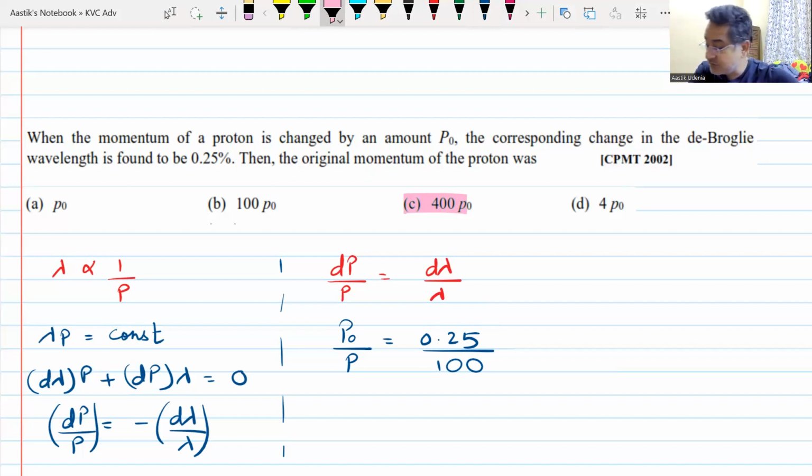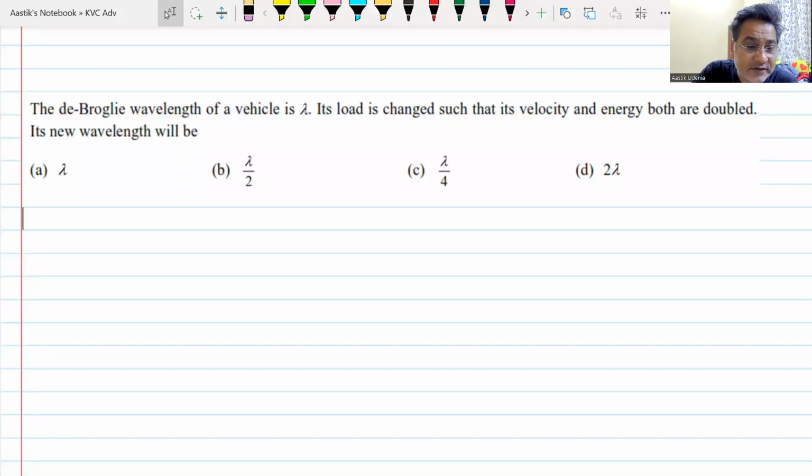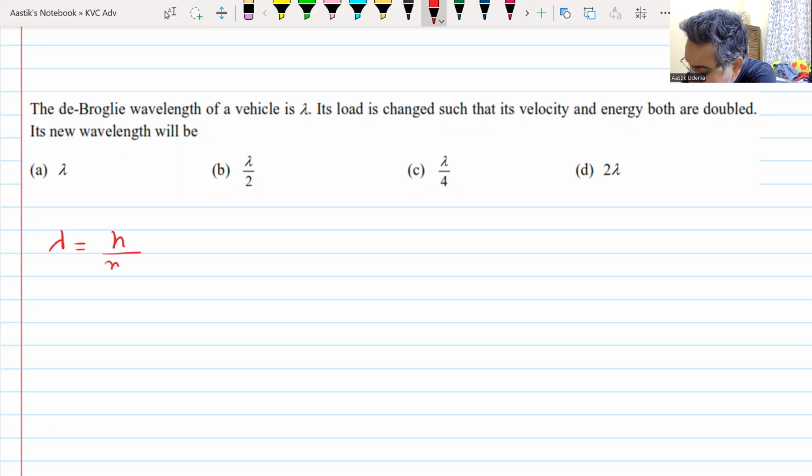Here comes the next question. The de Broglie wavelength of a vehicle is lambda. The load is changed so that the velocity and energy both are doubled. What is the new wavelength? How do we get this? The lambda is given by h by mv. Yes or no? Yes, sir.